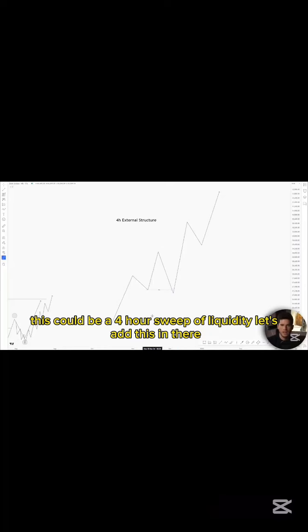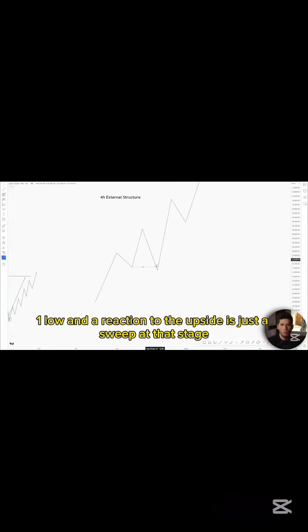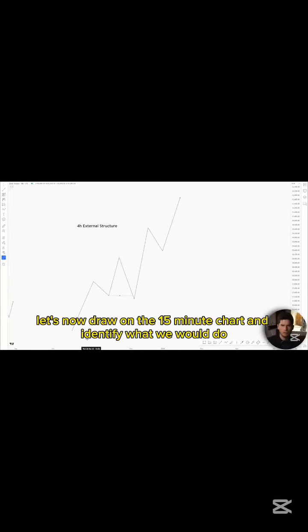Let's add this in there. You see, one low, two lows is confirmation of a shift. One low and a reaction to the upside is just a sweep at that stage. So let's now draw on the 15-minute chart and identify what we would do. So we would wait, let's say, after this 4 hour swept.